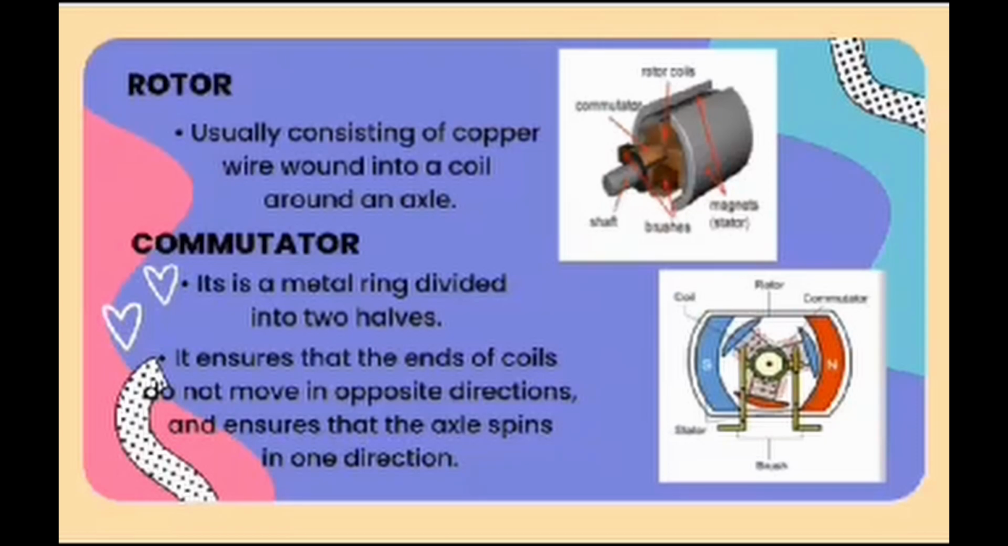On the other hand, the commutator, which sits at one end of the coil, is a metal ring divided into two halves. It ensures that the ends of the coil do not move in opposite directions and that the axle spins in one direction.